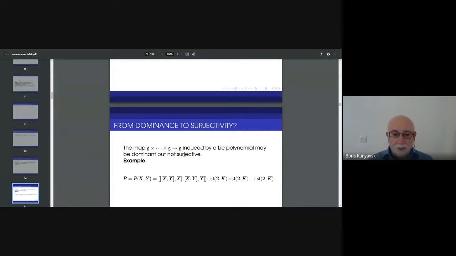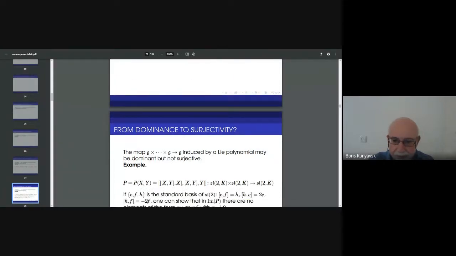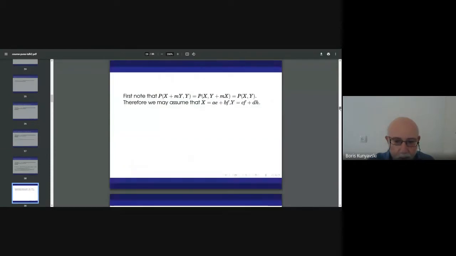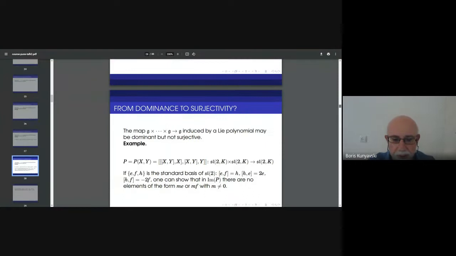Here is an explicit example. Let's consider the following monomial: [[x,y],x],[[x,y],y]. A very simple expression. And we are looking at this expression on sl2. I want to show you the proof of the statement that it's dominant but not surjective.